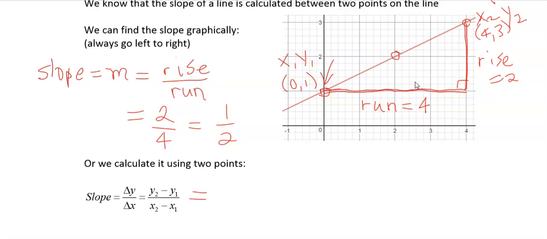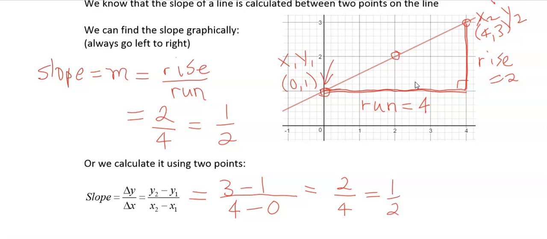Now it doesn't matter which point you call x1, y1, it'll work regardless of which point you pick. So my y2 is 3, my y1 is 1, x2 is 4 minus, and x1 is 0. Now work this out carefully. So you're going to end up with a 2 over 4 minus 0, which is 4, and look at that, by golly, we still get 1/2, don't we?